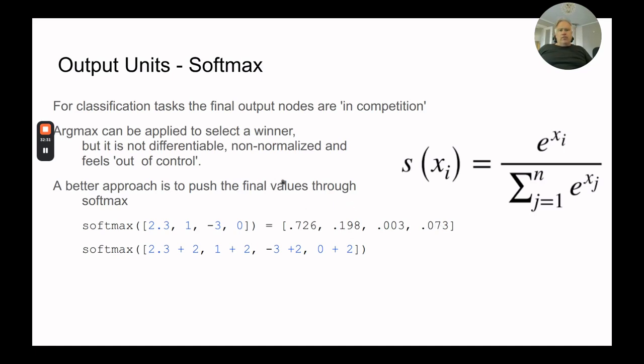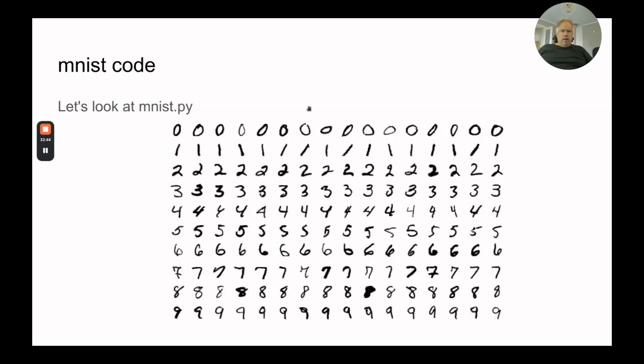We'll see, especially when we talk later about cross entropy, that this is the way you want to do it. You want to push things through a softmax at the end, because that's kind of a technical detail. Okay, so let's finally talk about our first example. We're going to look at a multi-layer perceptron doing MNIST, which is a very famous example where we're trying to learn to classify digits.